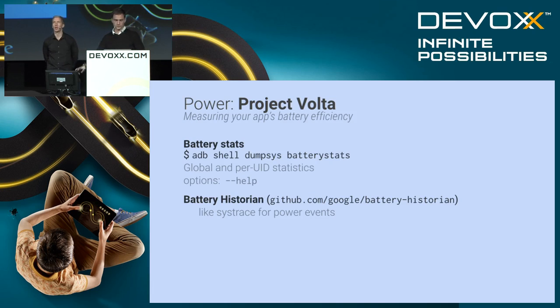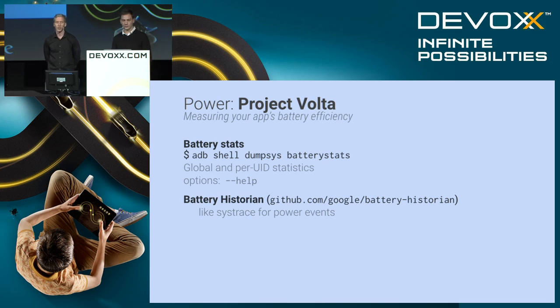Project Volta is about tracking information on the battery to find out where the battery was going and then improving it to the extent that we could. But along the way, we developed these utilities, which you can also use yourself and see if your application is being a good citizen.